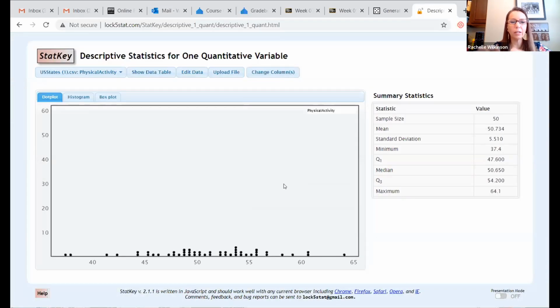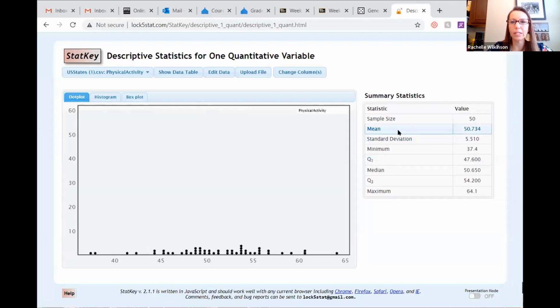All right, so here is what my population looks like. I've got a dot plot of my population, and I have all the summary values from my population. If you look over on the side here, you can see that the sample size is 50. This is actually my population, so this would be my population size.